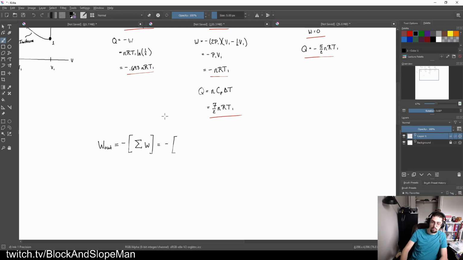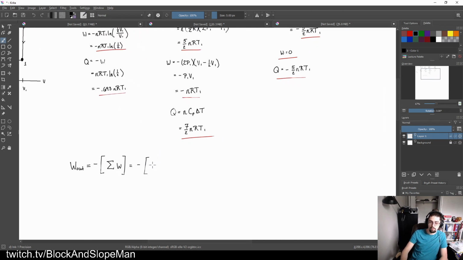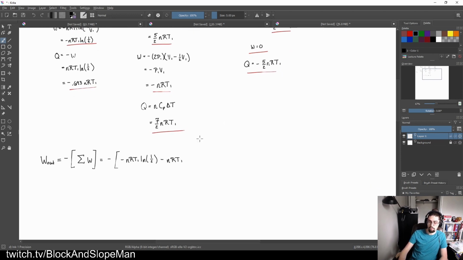Which means, if I look at my first step, that's negative nRT1 natural log 1/2. And I look over to the next one, minus nRT1 plus 0. All 3 of my steps. I can simplify this down a little bit. Remember that natural log of 1/2 is negative 0.693. So what this really turns into is nRT1 times 1 minus 0.693. Right? So good so far?